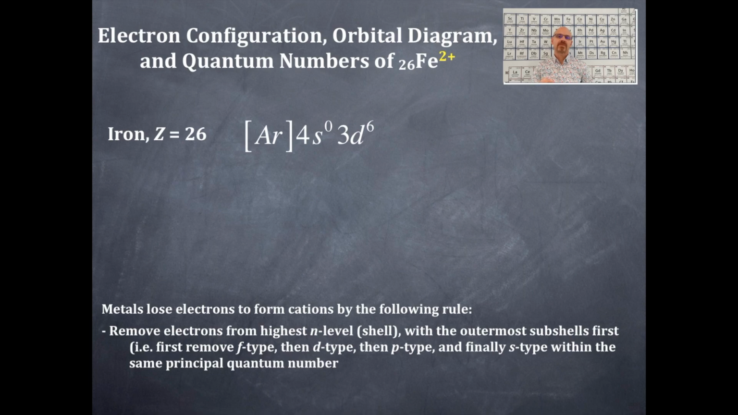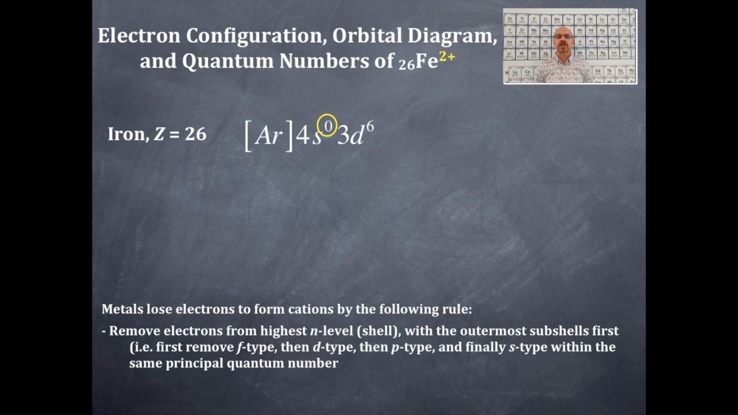Okay, that 0 I'm designating there so that you can understand that I have lost the largest principal quantum number, which is a 4, and of the largest principal quantum number, there's not a 4p for iron, there's not a 4d for iron, there's not a 4f for iron, and there is a 4s. So that's why we're removing that one. Okay, so hopefully that corresponds to the 2 electrons which have been lost.